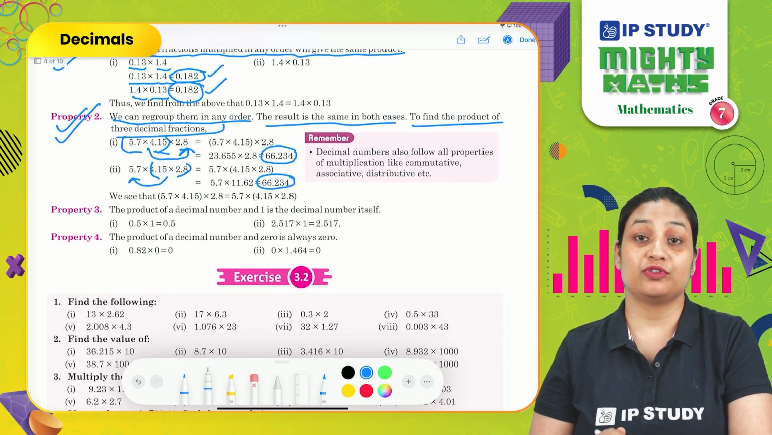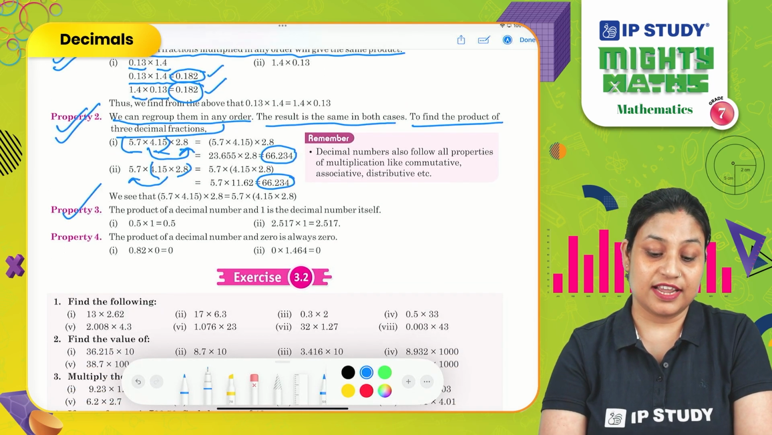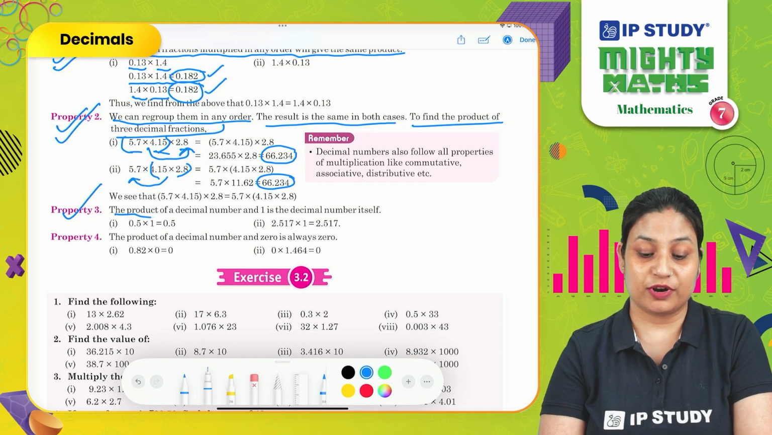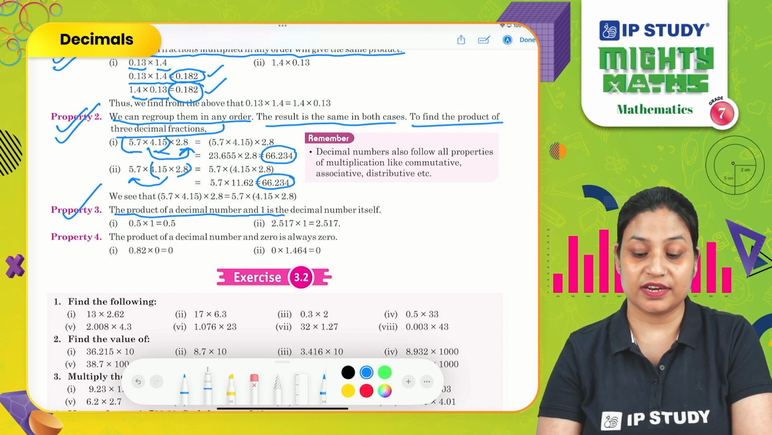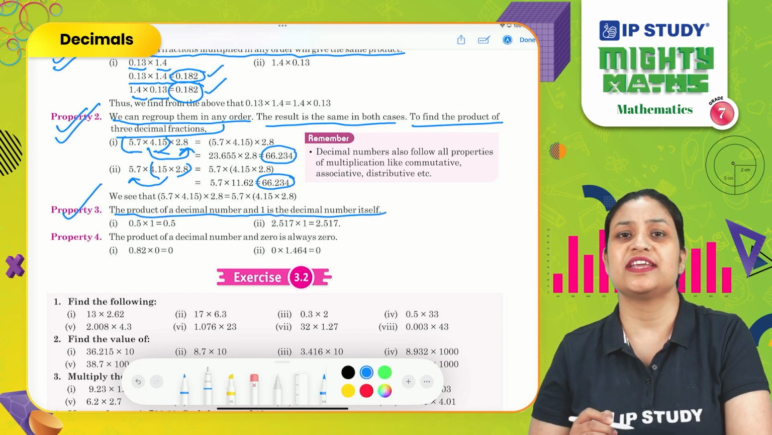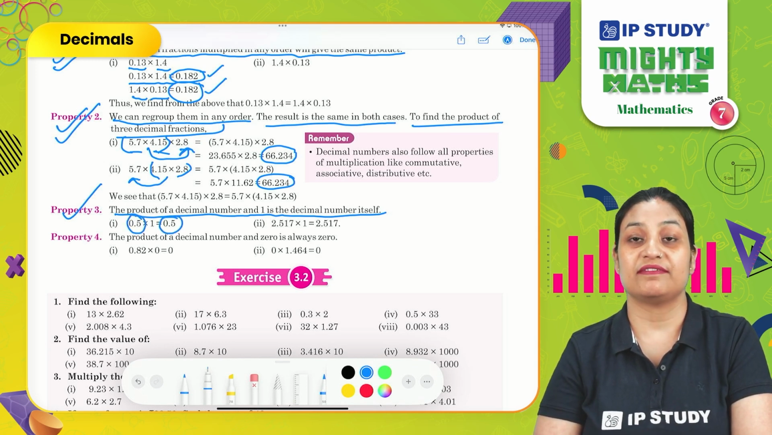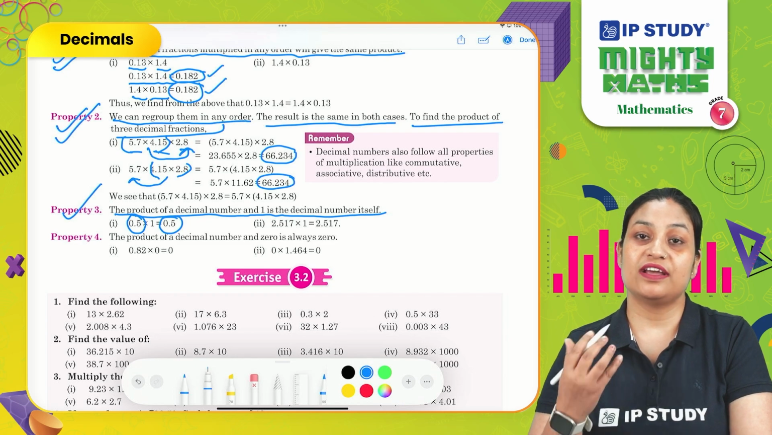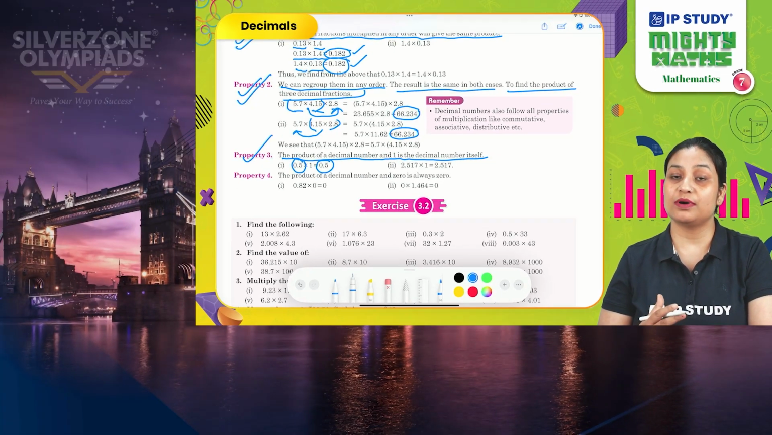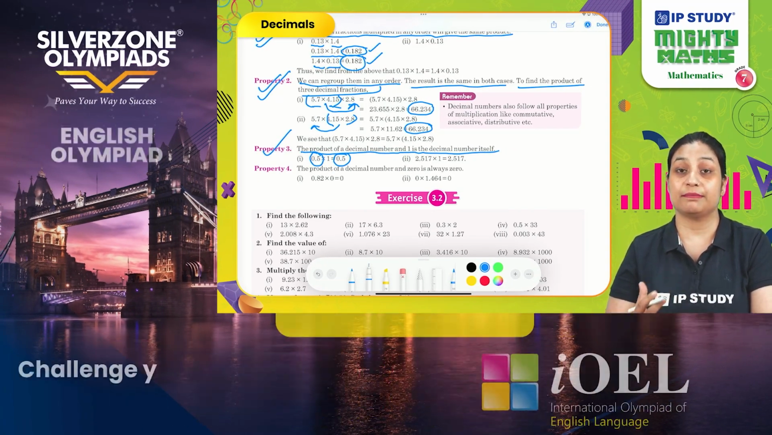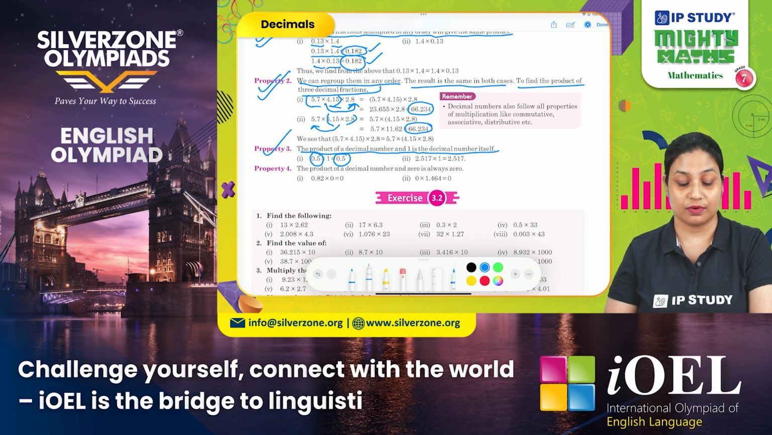Now, let's move on to the next property. The next property is that the product of a decimal number and 1 is the decimal number itself. It's very easy. If you multiply 0.5 with 1, what will you get? You will get 0.5 itself, right? So whenever you multiply any decimal number with 1, you will get the same decimal number. This is the property, okay?